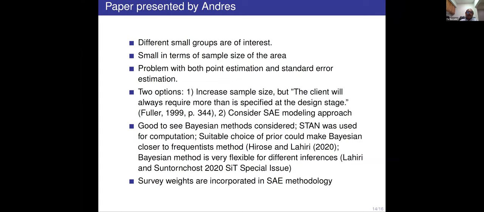Now, suitable choice of prior could make Bayesian closer to the frequentist. So those of you who don't like the word Bayesian, you have some comfort. I have a paper with my student, Masayo Hirose in JASA, where we showed that if you choose your prior carefully, the Bayesian method could be very much like the frequentist, and posterior variance would be very similar to the parametric bootstrap without the bias correction. And it also provides a better estimate of the shrinkage factor. Survey weights are incorporated in the SAE methodology. That's a good feature that I noted.